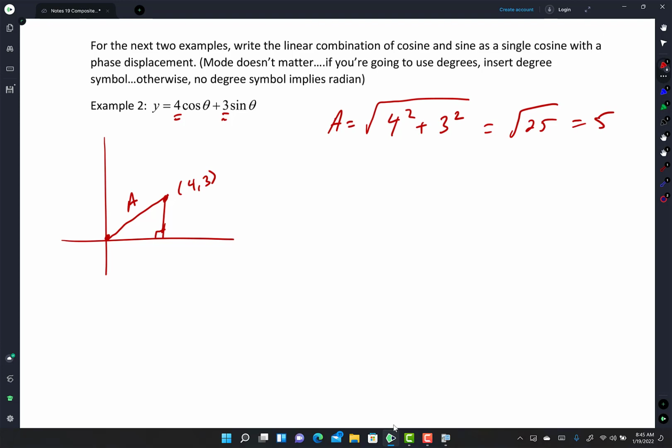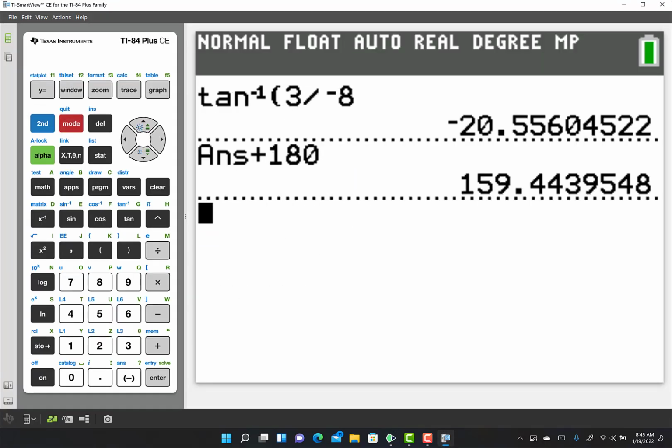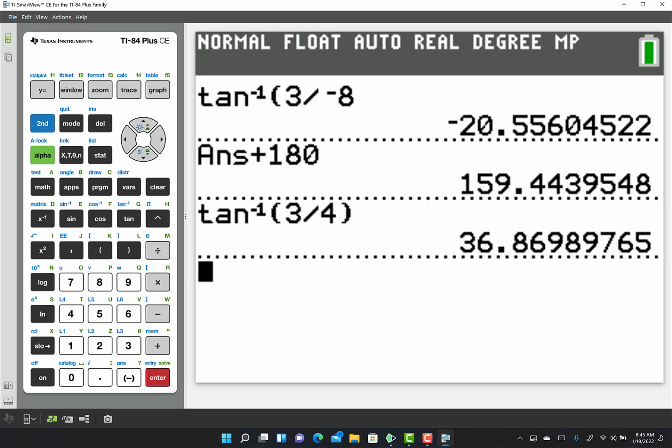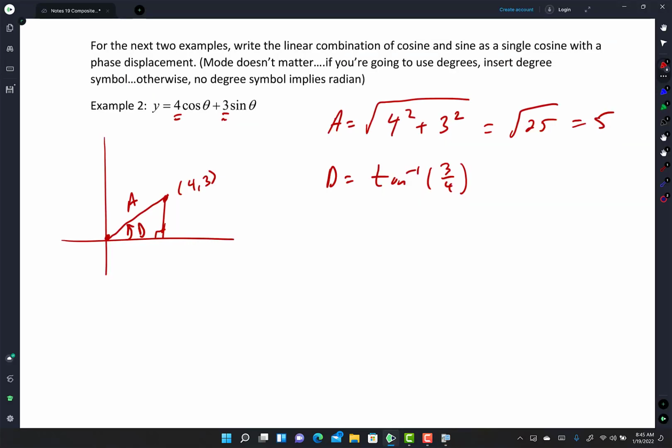We're still okay? The angle I want is this one. So D equals arctan of, let's see, y over x, so 3 over 4. And I'm not going to add 180 because the calculator is going to give me an answer in quadrant 1, which is what I want. So let's see, I go here, second quit, arctan, was it 3 over 4 or 4 over 3? 3 over 4, 36.86989. 36.86989.